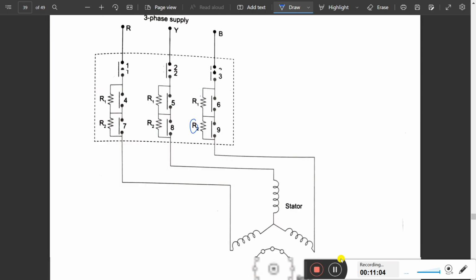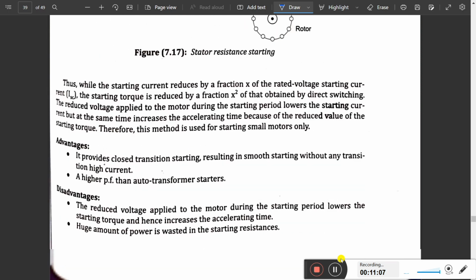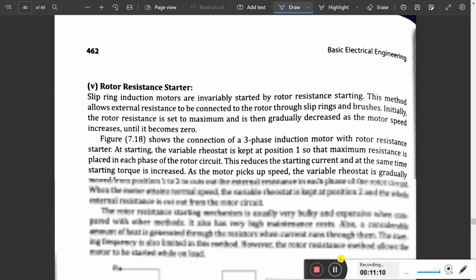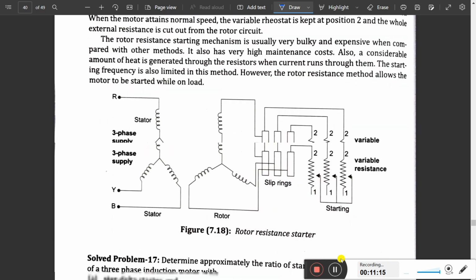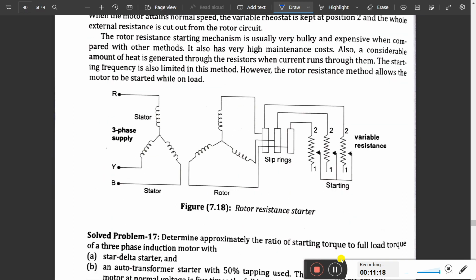Now we are left with only one starting method, that is the rotor resistance starter. In this case, at the starting, we can connect a variable resistor to the rotor side. It is only applicable to the slip ring induction motor. In this method, when you add the extra resistance, the starting current can be reduced, because of this resistance effect it draws less current in case of starting.